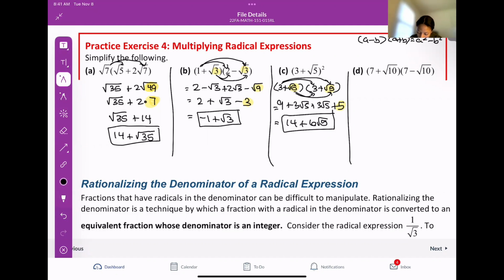Let's check it out. We have 7 times 7, which is 49, and then minus 7 root 10 plus 7 root 10. So those middle terms cancel out. And then minus the square root of 10 squared, which is 10. So we get 49 minus 10, which is 39.